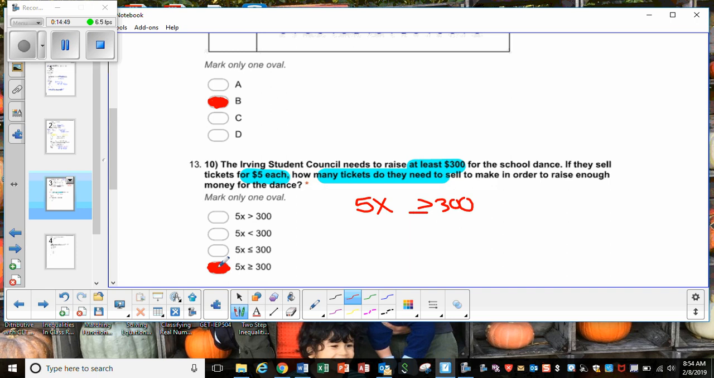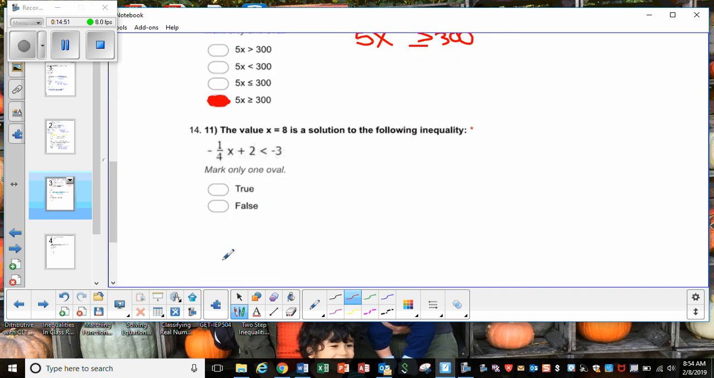Okay, moving on to number 11. The value x equals 8 is a solution to the following inequality. For this problem, I'm going to use the substitution method so that you can see whether or not this is true or false. A lot of people see that there's a negative here, but then they forget about it. So I'm going to put that negative with the denominator so I don't forget about it. They're telling me that x equals 8. So I'm going to replace x with 8.